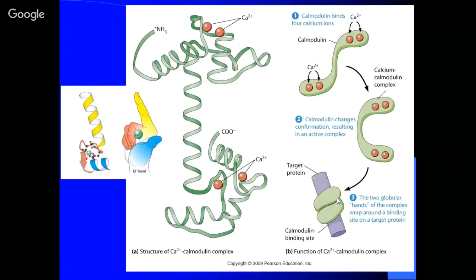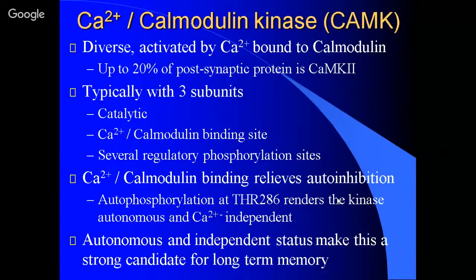You give them back a calcium sensing mechanism by letting the calmodulin sense the calcium and then letting the calmodulin interact with not just a kinase, but any enzyme that you want, including kinases and phosphatases. You impart calcium sensitivity by calcium calmodulin. Then you have a specific calcium calmodulin kinase, which phosphorylates a whole array of proteins, and we said it had a very broad substrate specificity. Look at this. Up to 20% of postsynaptic protein is calcium calmodulin kinase 2. 20% of the protein in the postsynaptic terminal is the single kinase.